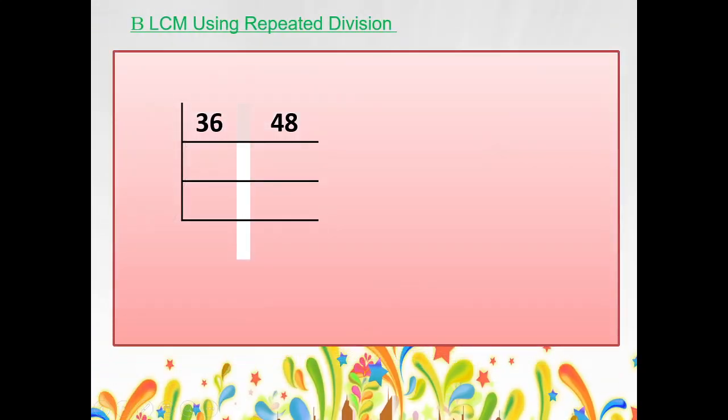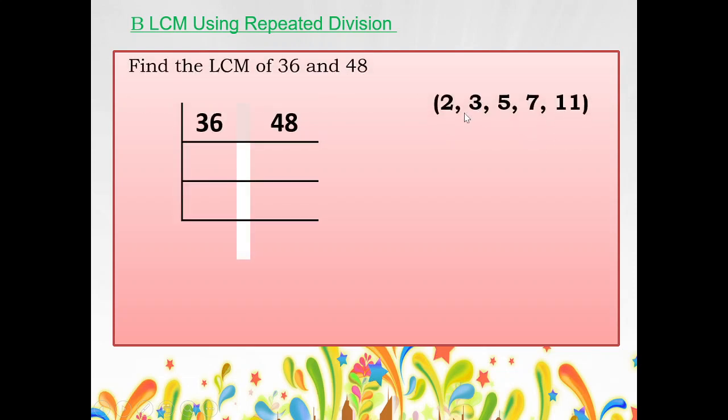Again, yung 36 and 48. Gagamit tayo ng repeated division. The same lang siya sa continuous division. So, katulad sa continuous division, isusulat rin natin ang 5 first prime numbers para magamit natin as a divisor. So, 36, multiple ba siya ng 2? Or pwede ba siyang i-divide kay 2? Yes. Ang 48? Yes then. So, let us use 2 as a divisor.